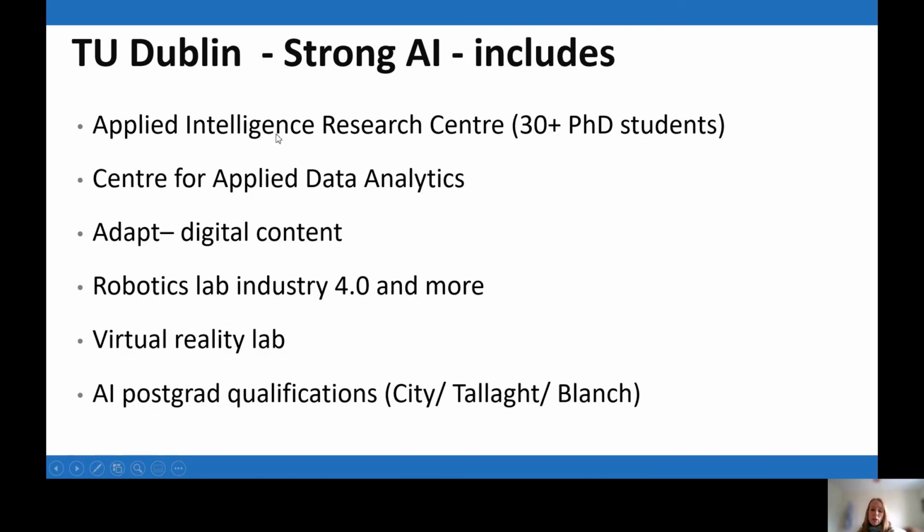Before I go on to the last point, we have also recently started work on our Convene Centre, which is going to be a single point of contact centre for companies to be able to find their way through the needs that they have, working with digital coaches. And then finally, we have the AI postgrad qualifications that you can do for masters, based in City, Tallaght, and Blanchardstown across our three different campuses. Between all of this is a representation of our AI capability. There are other areas within the university, obviously, but these are the main headlines.